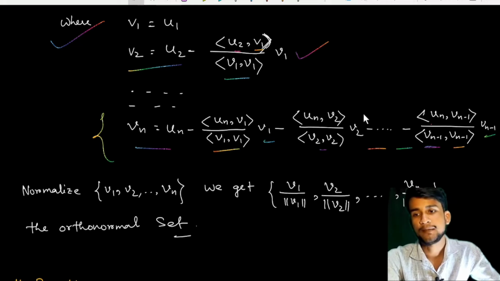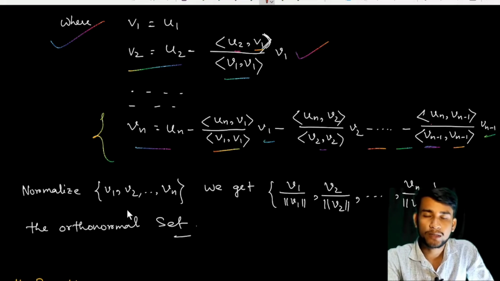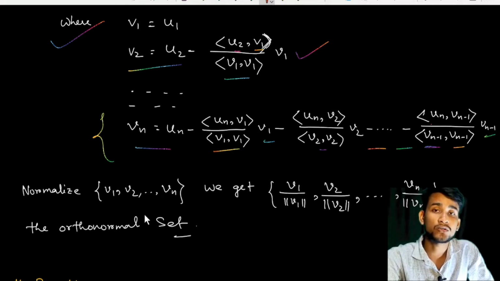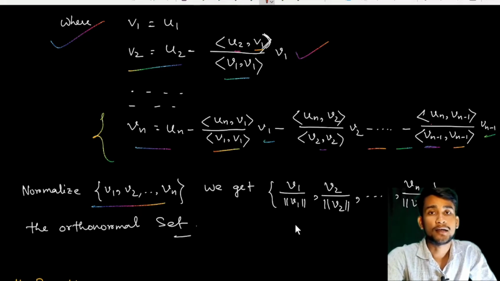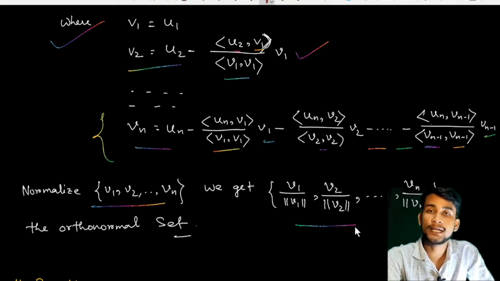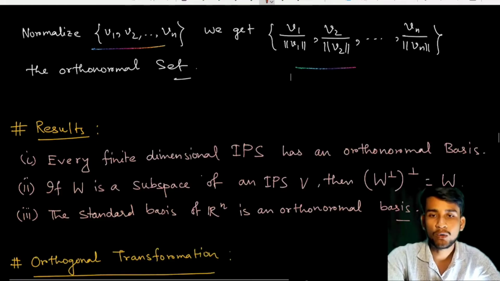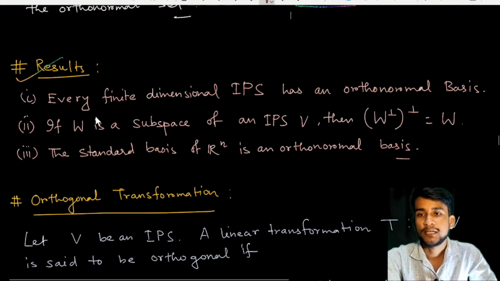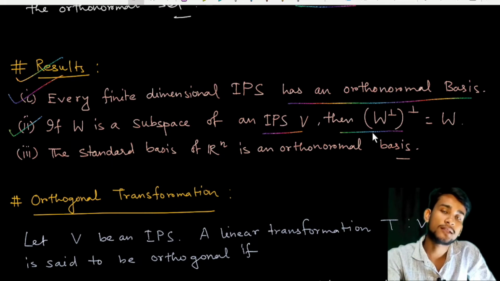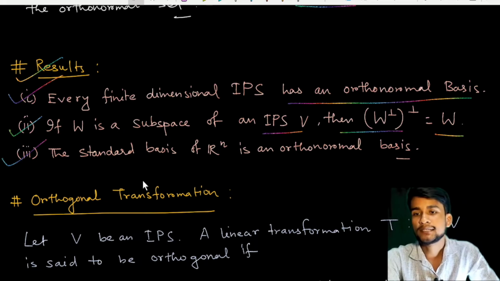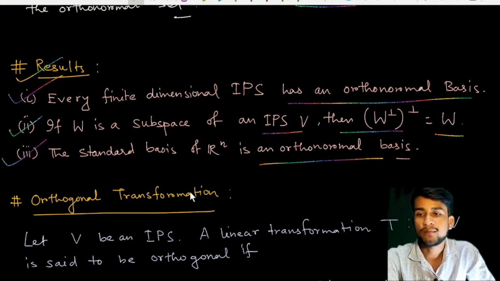These are V1, V2, ..., Vn. After we get the orthogonal set of vectors, we normalize the vectors to get an orthonormal set of vectors. The orthonormal set is obtained by dividing the vectors by their norms. Now an important result: every finite dimensional inner product space has an orthonormal basis. This is an important theorem. If W is a subspace of an inner product space V, then W perpendicular perpendicular is equal to W, and the standard basis of Rn is an orthonormal basis.